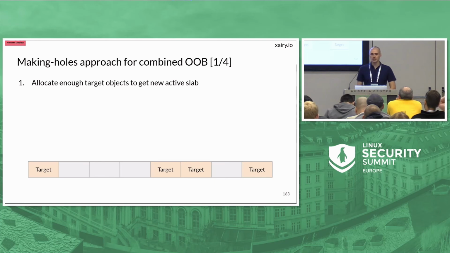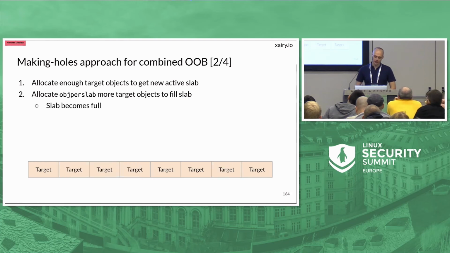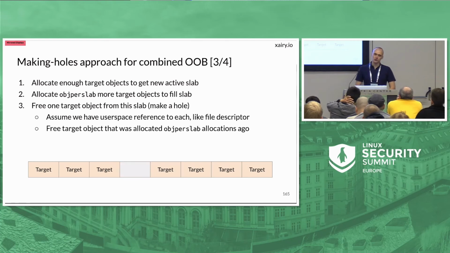First of all, we again allocate many target objects to plug all the holes and get a new active slab partially filled with target objects. Then we allocate even more target objects, opt per slab on top, to make this slab become full. So now we have a slab that's filled with target objects. Now we free one of those target objects. So I assume while we're allocating our target objects, for each target object we have a reference from user space.